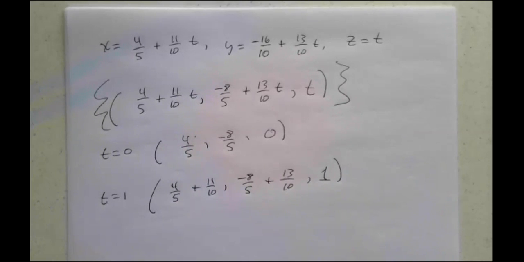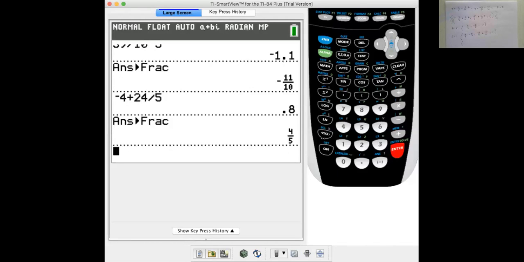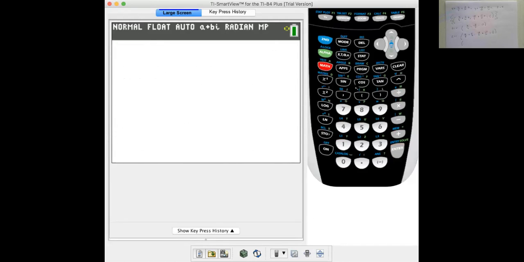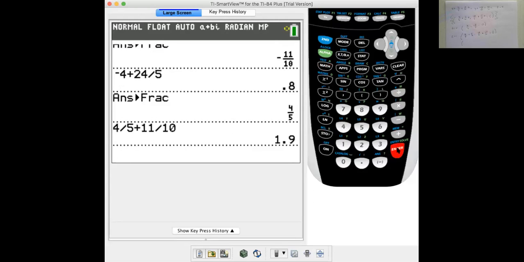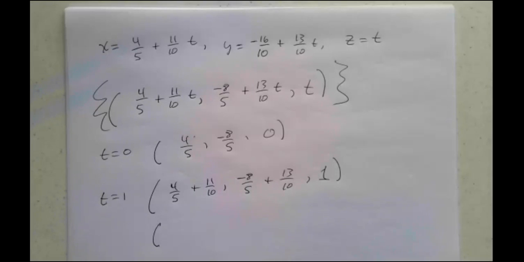And let's just quickly figure out what those numbers are so we can go ahead and check it. So jump back to the calculator. 4/5 plus 11 tenths. What does that give me? It gives me 19 tenths. So the first one is 19 tenths.